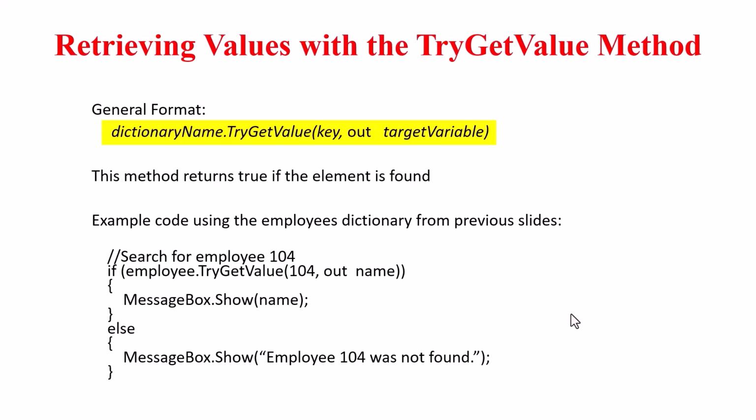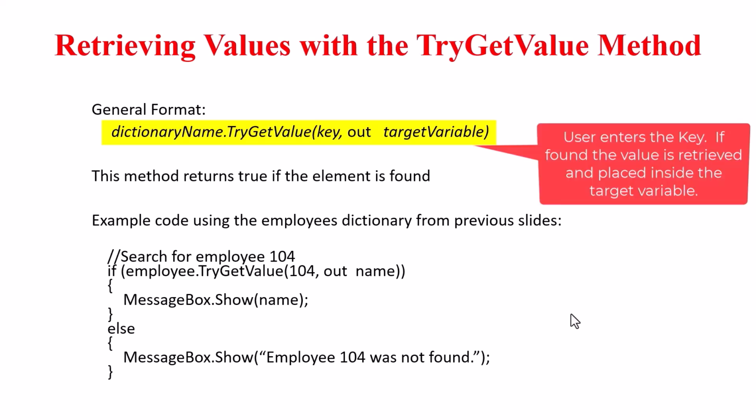What's happening here is basically using dictionary name, the name of your dictionary, TryGetValue. You're giving it a key, and if it finds that key, the target value is going to go into a variable that you declared. That's what the out parameter is doing. This method returns the true value if the element is found.